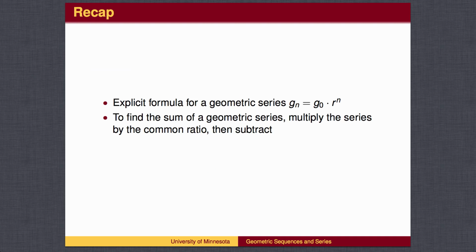To recap, a geometric series is similar to an exponential function. The explicit formula will be the starting value multiplied by the common ratio to the nth power. To find the sum of a geometric series, multiply the entire sum by the common ratio and subtract.